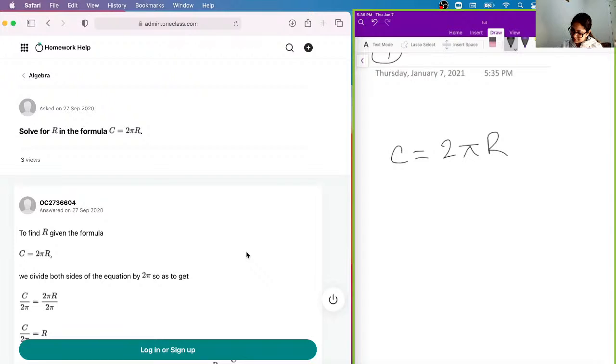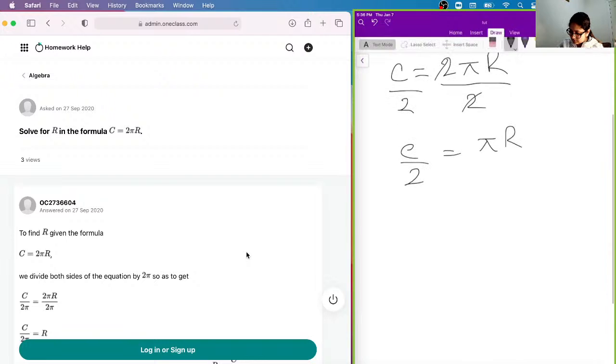So let's start off with 2. We would want to divide this by 2, and so this would get cancelled out. So you'll have c over 2 is equal to pi times r.